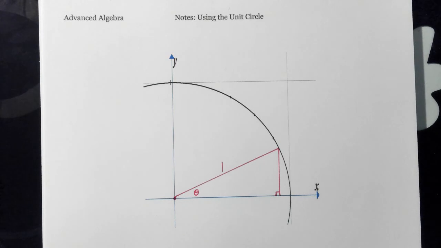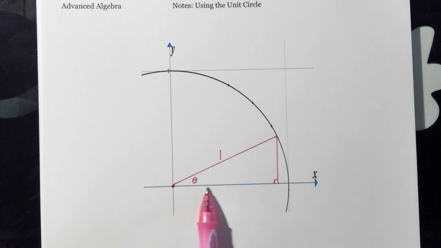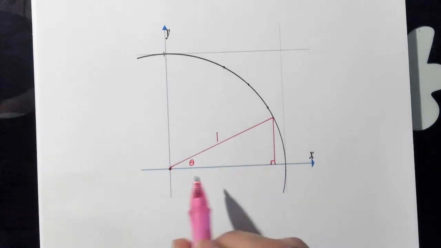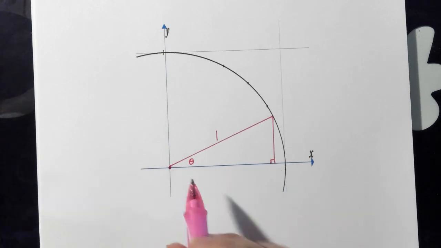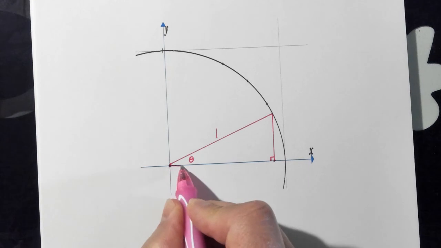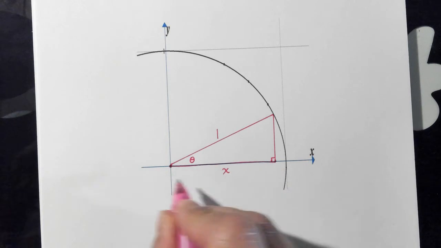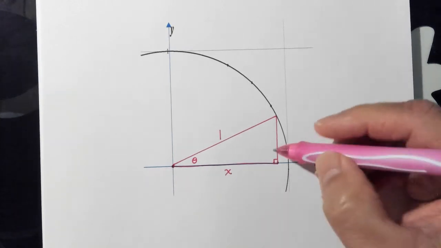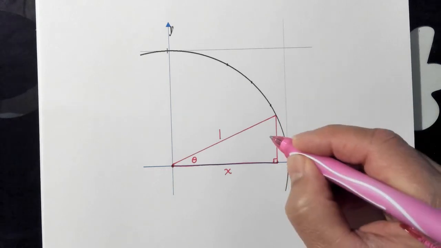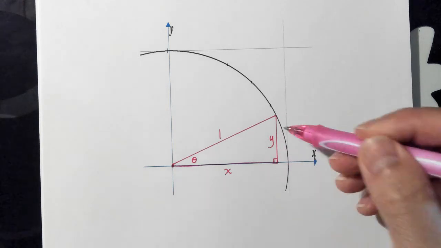So often in algebra, when you don't know the precise length of something, you name it with a variable. In this case, I'm going to call the length of this line segment from here to here X. Makes perfect sense, because it's on the X-axis. And I'm going to call this line segment, I don't know how tall it is, a generic Y. Again, makes sense because up and down is Y.